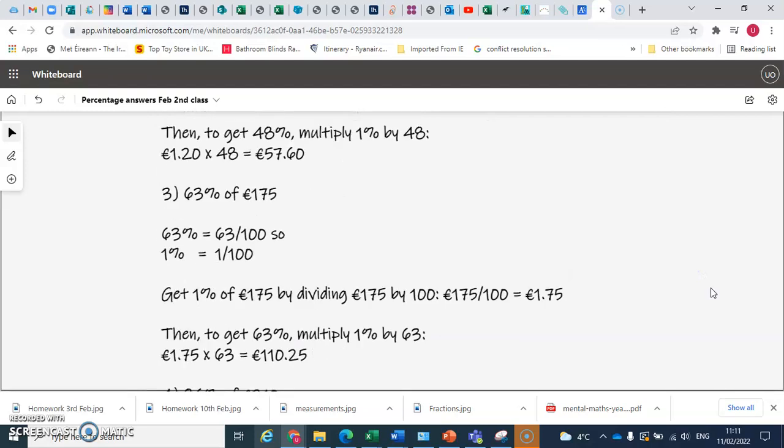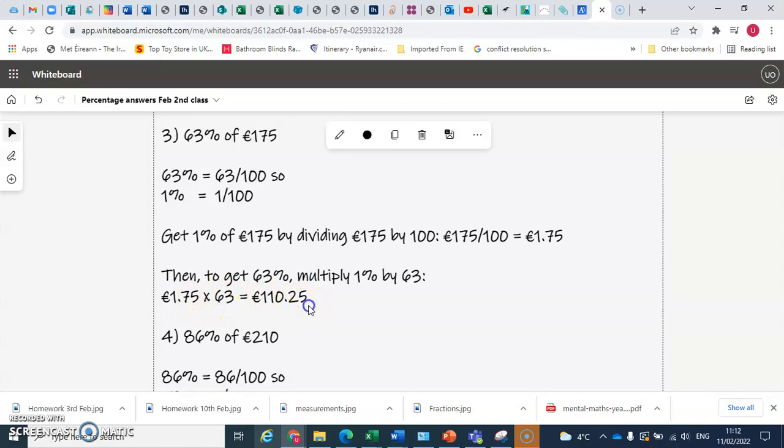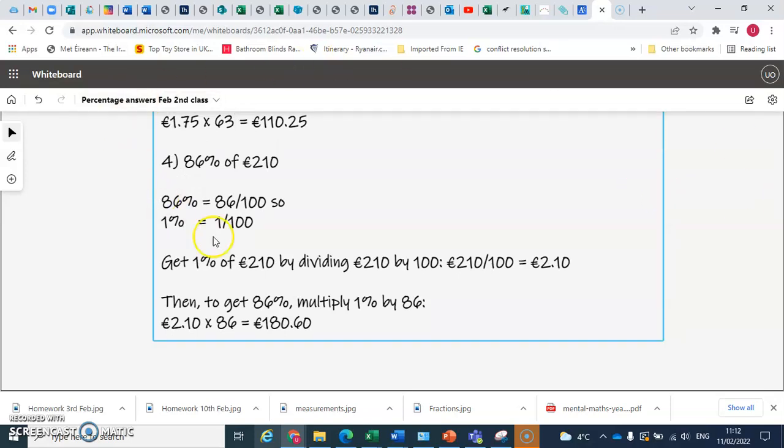The next one then, number 3, 63% of 175. So again, the same 2 steps. So we're going to divide 175 by 100 to get 1%. Gives us €1.75. That's 1%. So 63% is 63 of these. That's step 2. €1.75 by 63 gives you €110.25. Okay. And the last one there, 86% of 210.